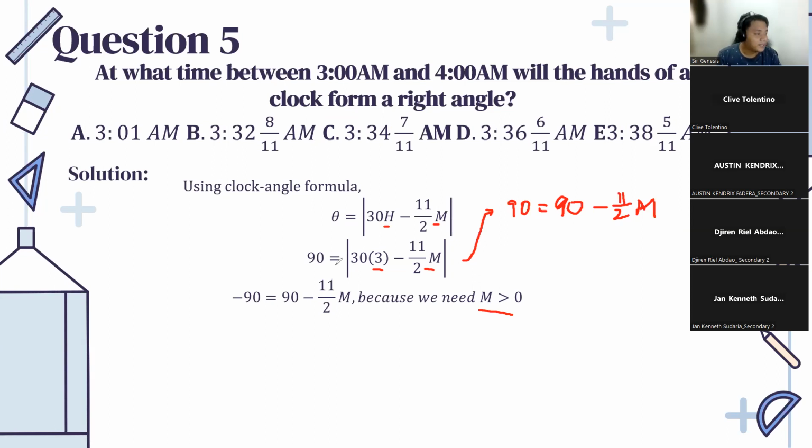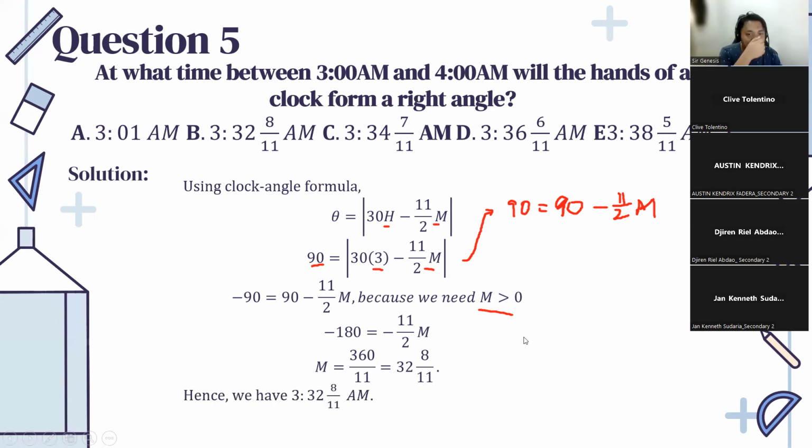So in that case, we will choose the value negative 90. So negative 90 is equal to 90 minus 11 over 2m. So solving for m, you will have 360 over 11, right? Which will be equal to 32 and 8/11. So that means that at 3:32 and 8/11 in the morning, the hands of a clock form a right triangle. So the answer is B.